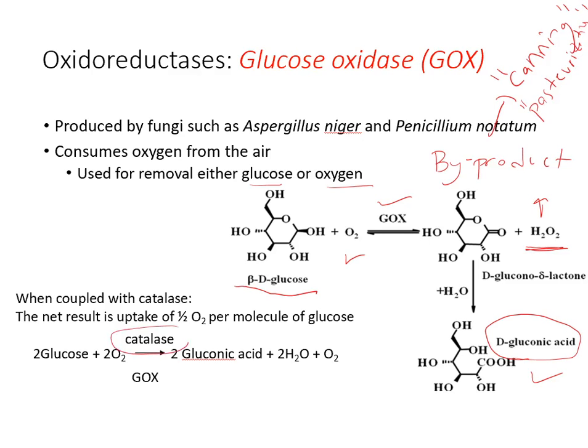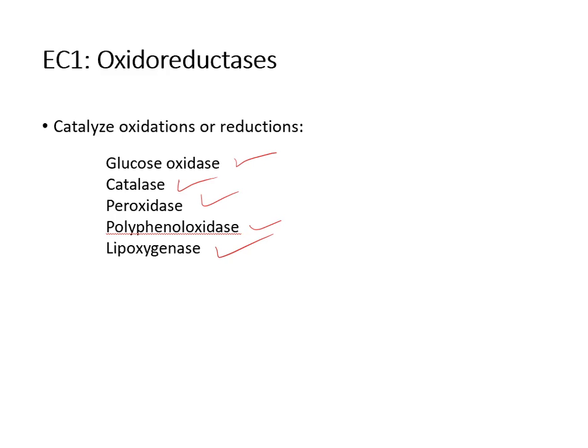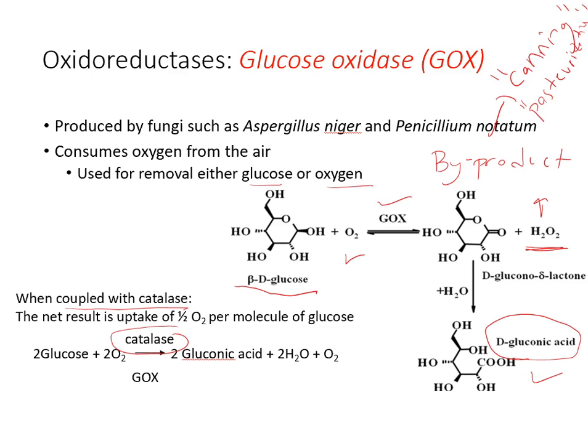For this purpose, catalase enzyme is used. Actually, it's coupled. Glucose oxidase is coupled with catalase, another oxidoreductase enzyme. If we do that, catalase enzyme decomposes hydrogen peroxide into water and oxygen, and hydrogen peroxide is eliminated, removed from the environment.